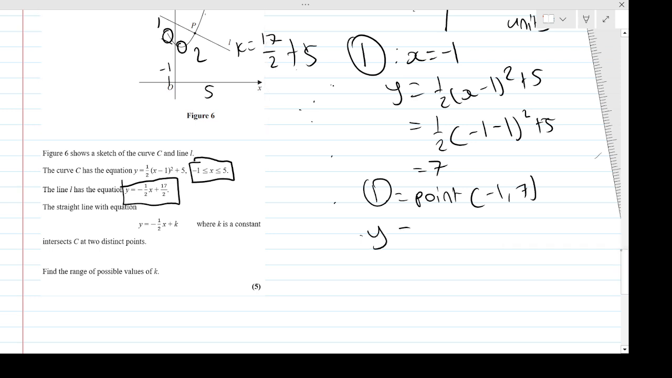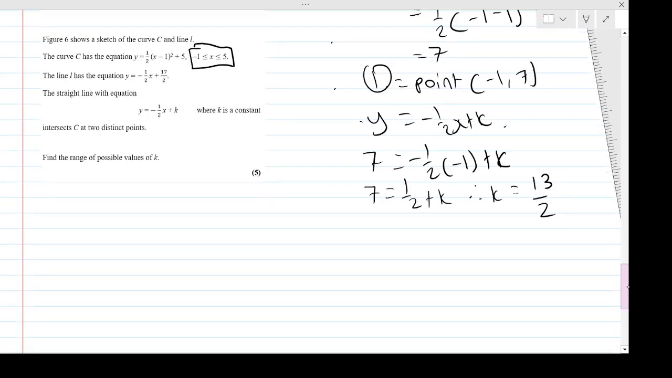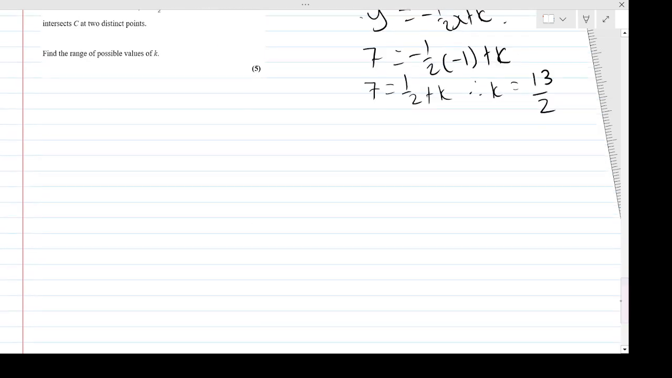Now we can find k, because if y is minus a half x plus k, then we can substitute that point in, so 7 is going to be minus a half of minus 1 plus k. We can just solve that for k now. Loads of k's. So 7 is minus a half times minus 1, which is just positive a half, plus k. Therefore, if you take away a half from both sides, k is 7 minus a half, which is 13 over 2. Okay, cool. So that's the k value at the point 1. What about the point 2?